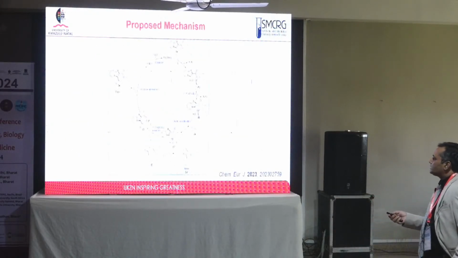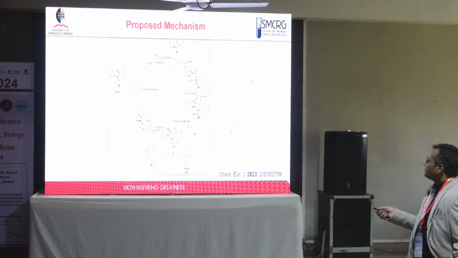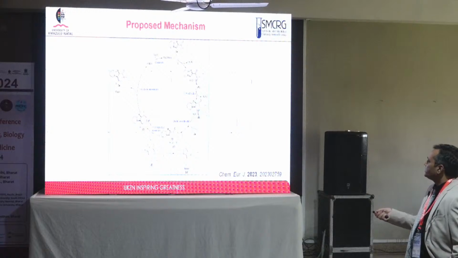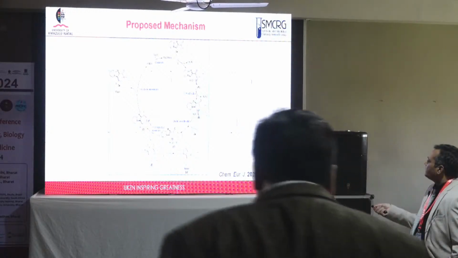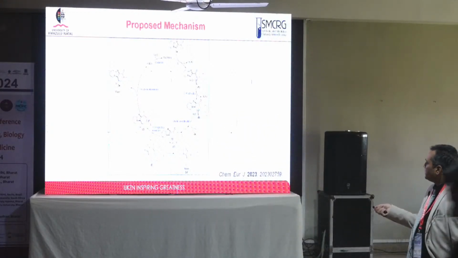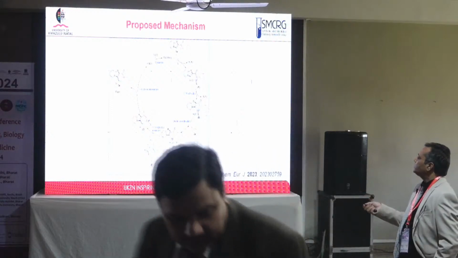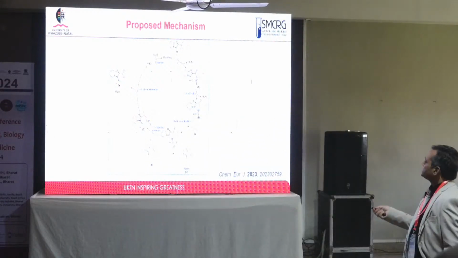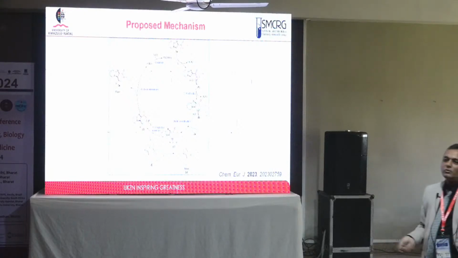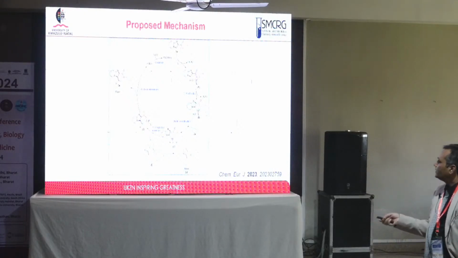So this is the proposed mechanism. I will not go into much detail, but as you can see, there are two major intermediates over here, which lead to beta hydride elimination, and you basically get the linear chain and one favoring the branched chain in this case. I'm sorry, for some reason this one is not very clear.